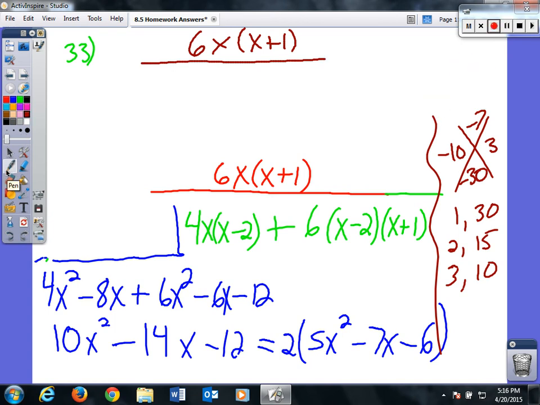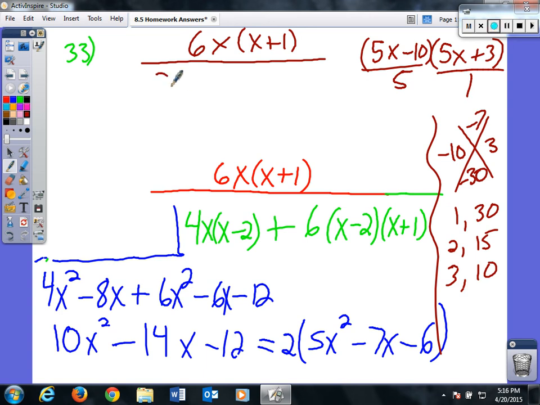So we'll take negative 10 and 3. Steal the leading coefficient, which was a 5. So we get 5x, then minus 10. And then 5x, then there's a plus 3. Divide out the greatest common factor. In this case, it's going to be 5, not 2. And in this case, it's 1. So that leaves us with a factored form.